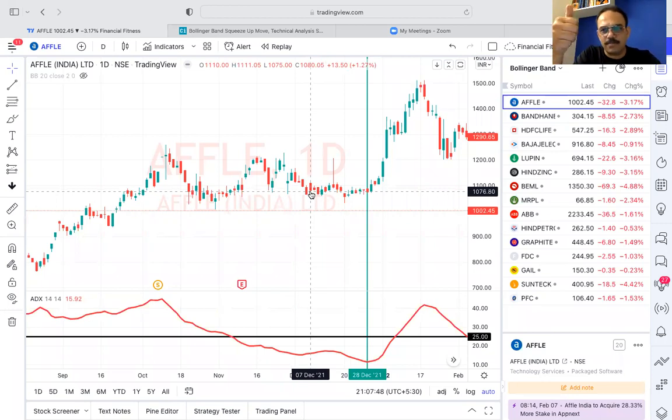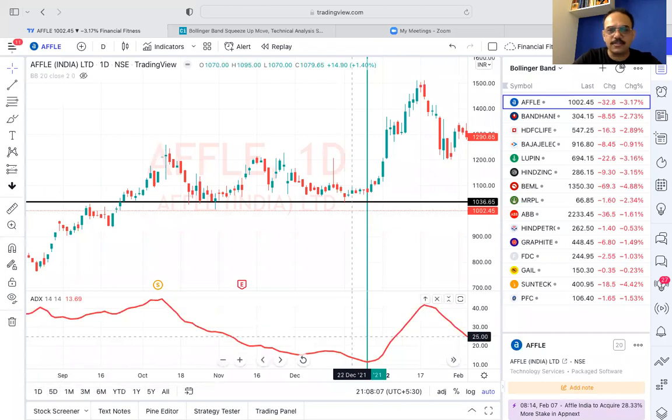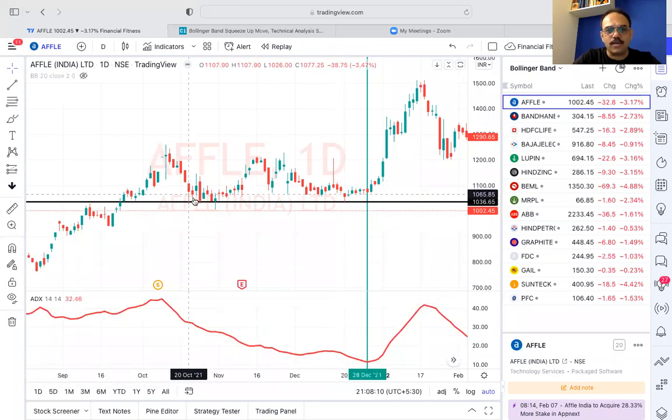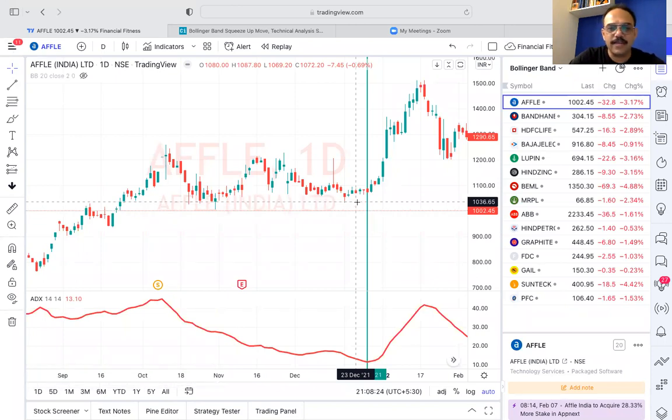Step number one, Bollinger Bands at its lowest. Step number two, ADX is below 25 for more than 30 days. Step number three, it is moving sideways at the same location, preferably at a support level. Can you see this is at support level? Let's not get confused with this line. Can we all agree that this is a support level where it is taking support? It is not going down below this support. So when these three conditions are met, this kind of setup is very, very ideal to take the trade.